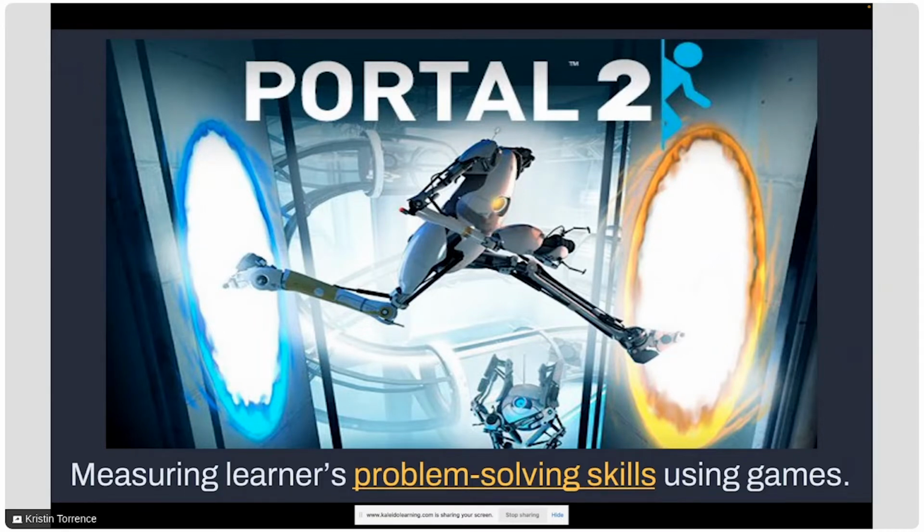Doesn't look like we have any participants, at least virtually, who have played Portal 2, and that's okay. Portal 2 is a game full of puzzles, and really the goal is for you to get to an exit door by teleporting using a portal gun. And really throughout the game, you're faced with complex problems and challenges. Now, because Portal 2 provides players with extensive practice figuring out solutions, researchers have used it to measure problem-solving skills in students.